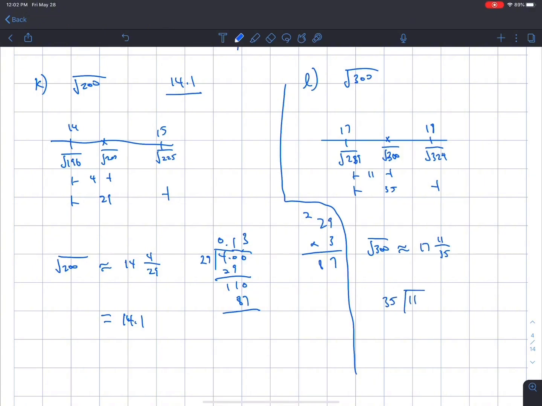11 divided by 35 is just 0.3. So 17.3. And when we are finished, we check with the calculator the square root of 300. We get 17.3. Okay, that's it for question 2. I'll see you in question 3.